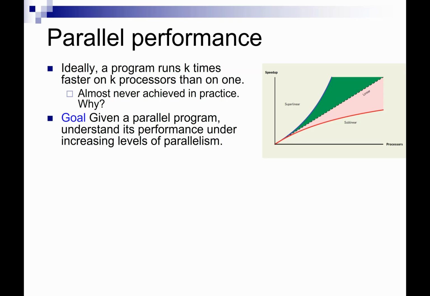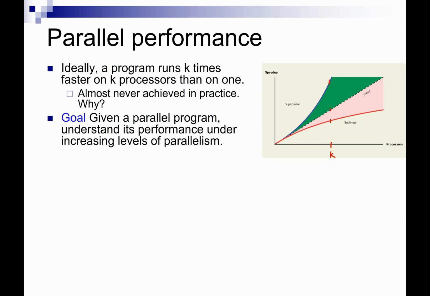If we look at this picture, different things can happen as you change the number of processors you're using to run the program. If we're using K processors, we could have that the program runs K times faster. We could have that the program runs somewhat faster, but less than K times faster. This is called sublinear speedup. And sometimes you can even have a situation where the program using K processors runs more than K times faster. This is called superlinear speedup.